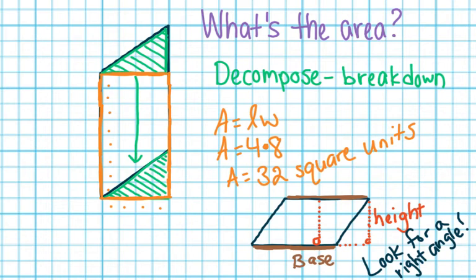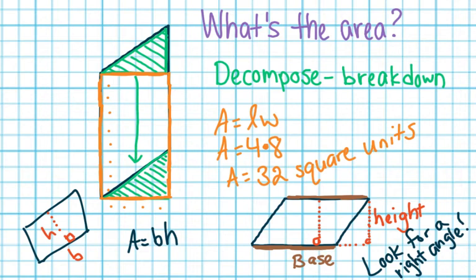Meaning, no matter how they turn the shape, even if your parallelogram is going crooked like this, the base and height are still going to be found by looking for that right angle. So there's the right angle, there's the height and the base. If you know the base and height, you can just apply the formula area equals base times height.